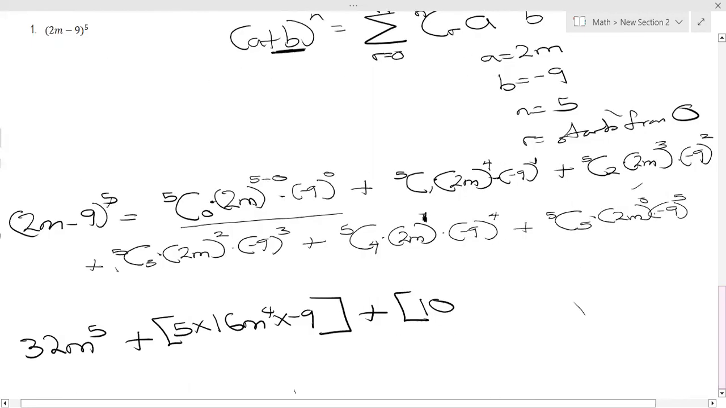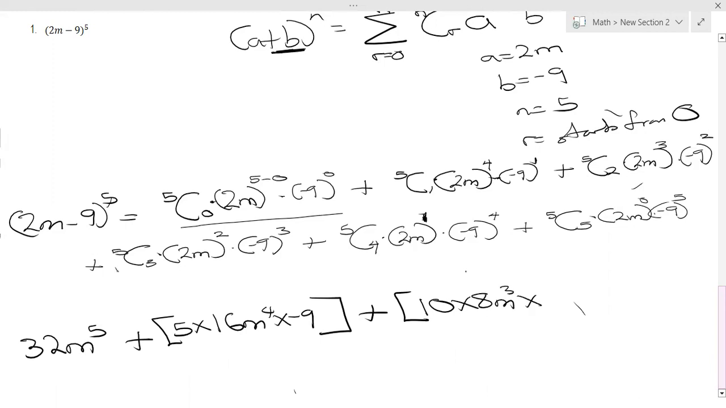So I have 10 times 2m raised to the power 3. 2 raised to the power 3 is 8. So we have 8m raised to the power 3 times minus 9 squared, that is 81. The square of a negative number will give you a positive number. So we have 81. Plus. So we're expecting to have 6 terms here.